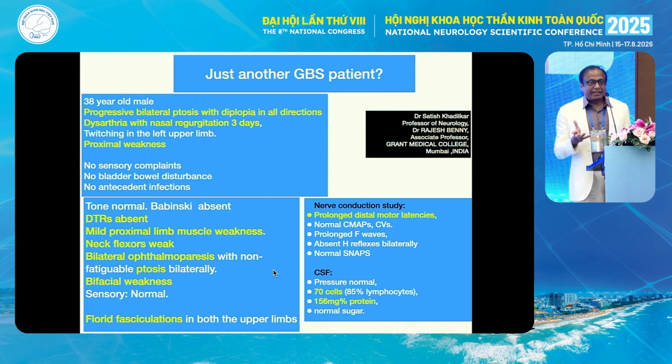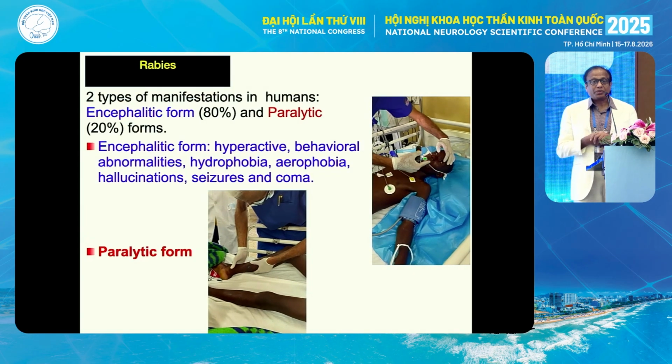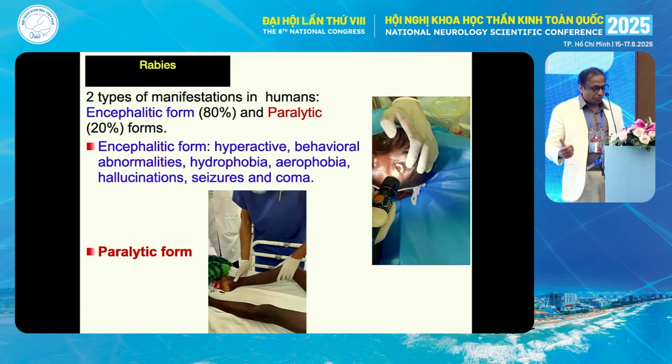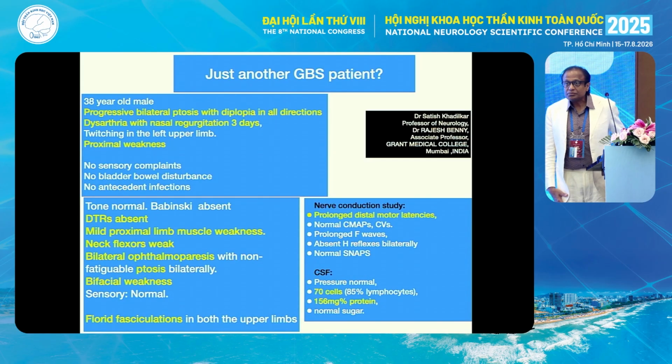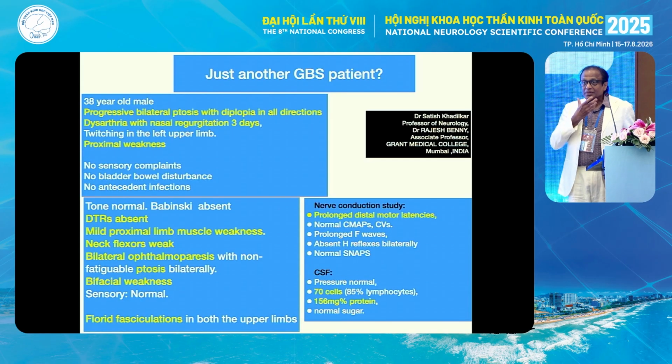So just like what I said earlier, it looks like a duck, walks like a duck, quacks like a duck. They thought it was a duck. Even though there were some features like the CSF cells were slightly high. But they thought it was Guillain-Barré syndrome. So they admitted the patient to ICU, started the patient on immunoglobulins. But then the next day, he started developing lots of fasciculations, hyperhidrosis, and what he called hydrophobia. He couldn't drink any water.